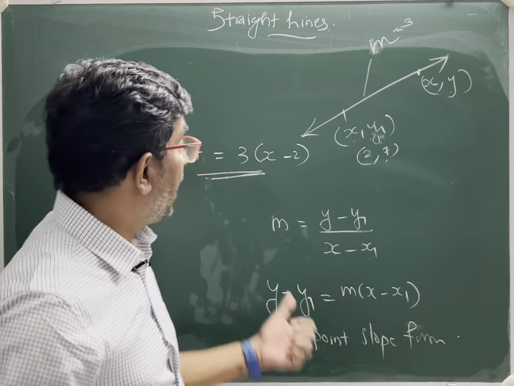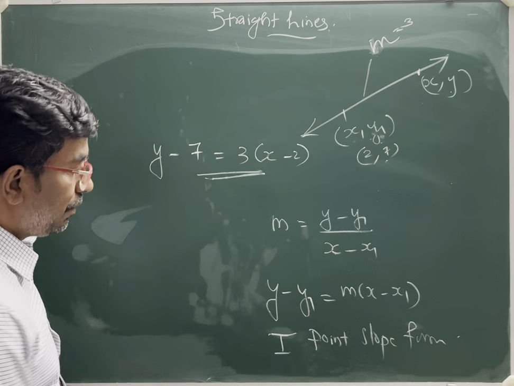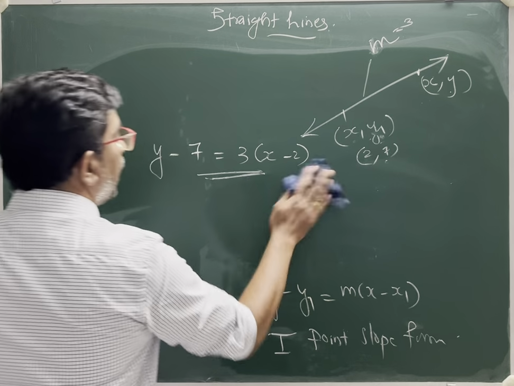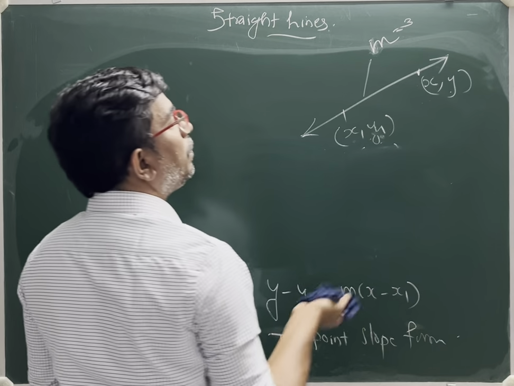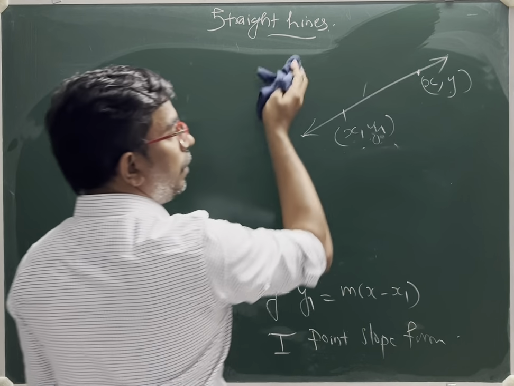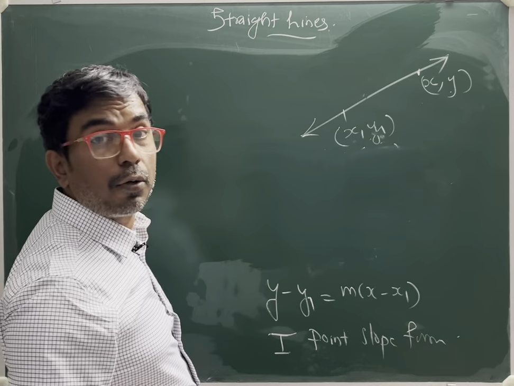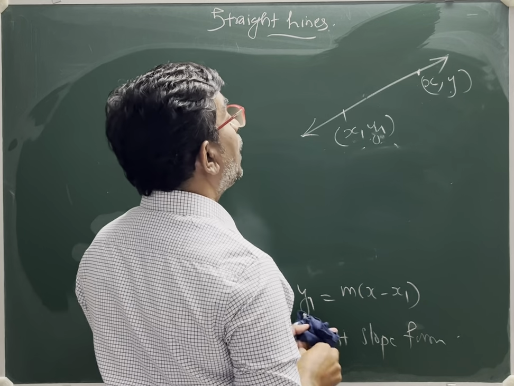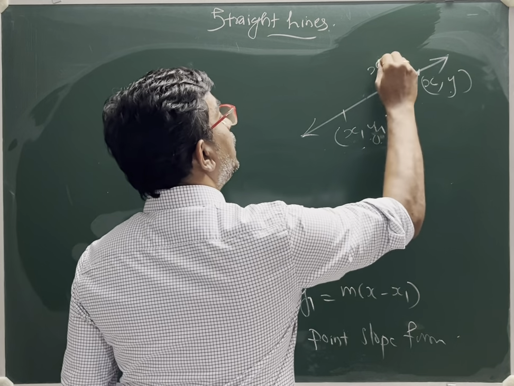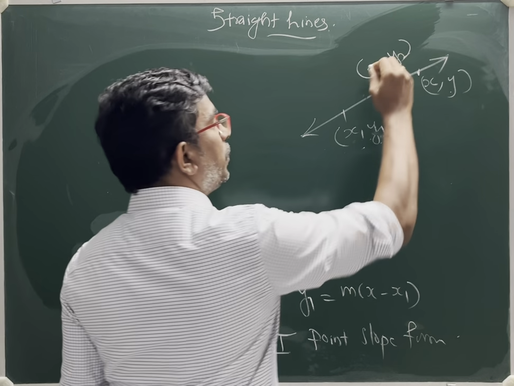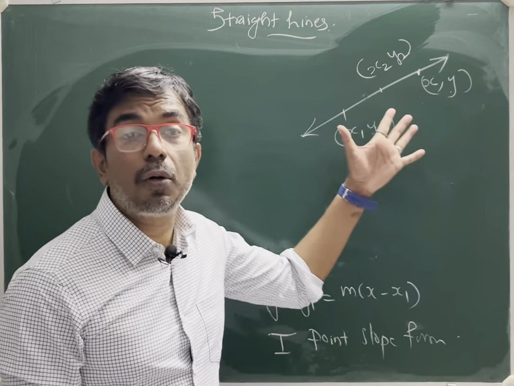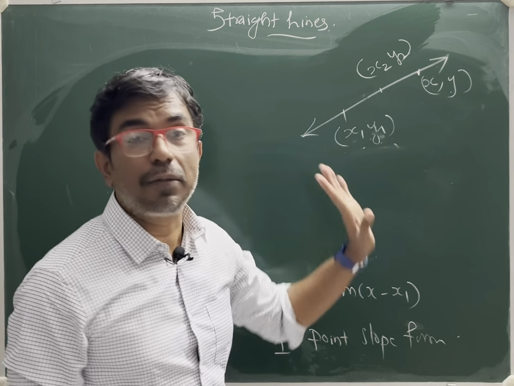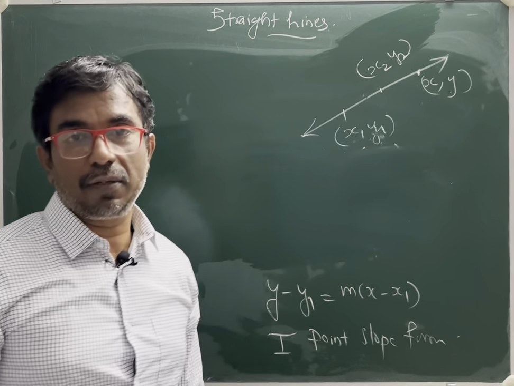Now I want to add to this. Let me keep the point slope form here. I will write one more form with the help of this. Suppose I do not know the slope. Instead I know one more point, x2, y2. I do not know the slope, but instead I know x2, y2. Now how do I write the equation of the line?